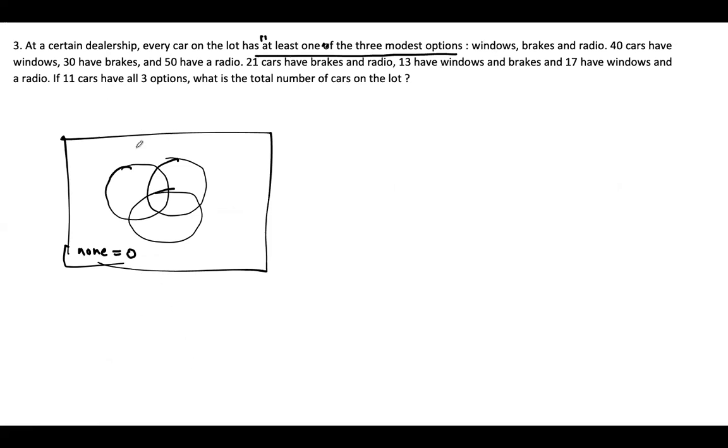Go on. Now, windows, brakes, and radio. So 3 circles will represent WBR. 40 cars have windows, so W is 40. 30 have brakes, so B is 30. 50 have a radio, so R is 50. 21 cars have brakes and radio, so B and R. I'm writing B and R as BR. 13 have windows and brakes. And 17 have windows and a radio, WR.